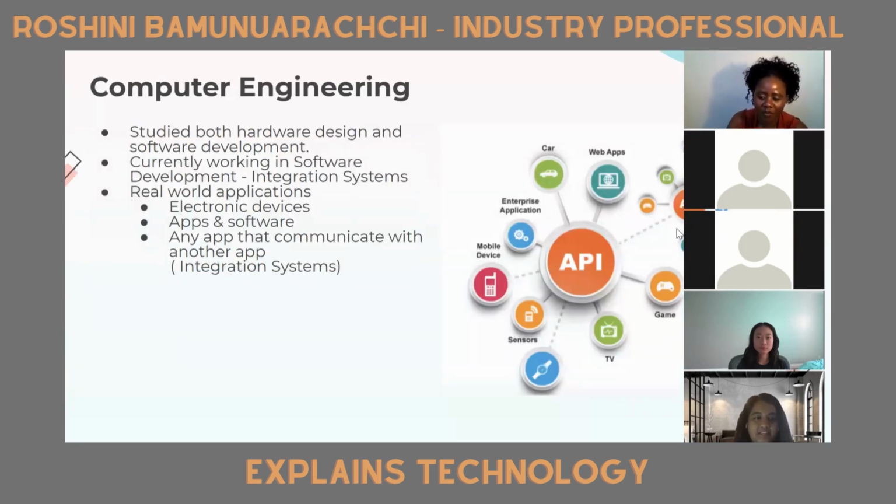As I said, I work as a software engineer, specifically in integration systems. In college, I studied both hardware design and software development, but currently I'm focused more on software development. What we do in integration systems is connect two different systems to communicate with each other.